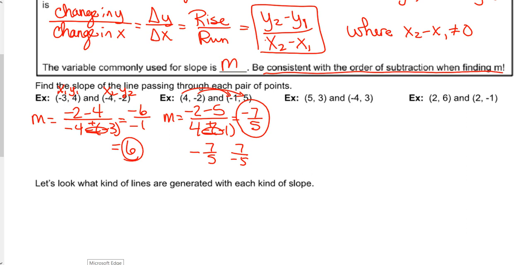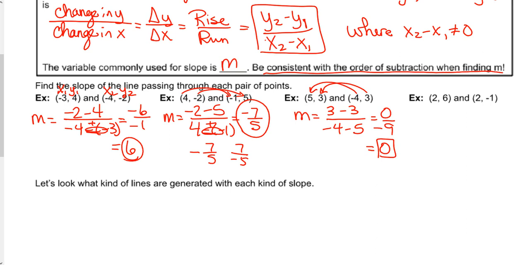All right, let's look at the third one. If I do y minus y over x minus x, we have 3 minus 3 over negative 4 minus 5. So 3 minus 3 on top is 0, over negative 9. Now remember, 0 divided by any nonzero number is 0. So the answer here is 0.